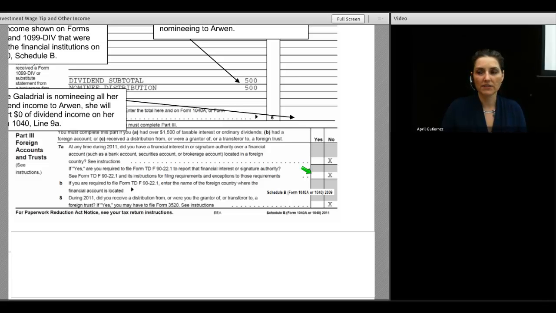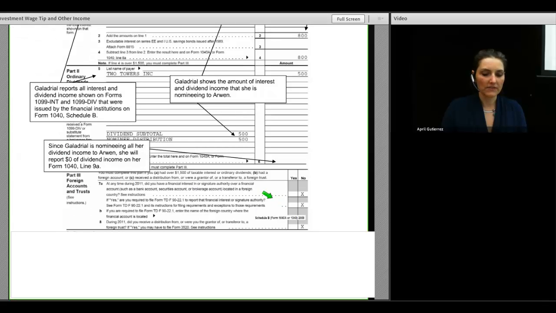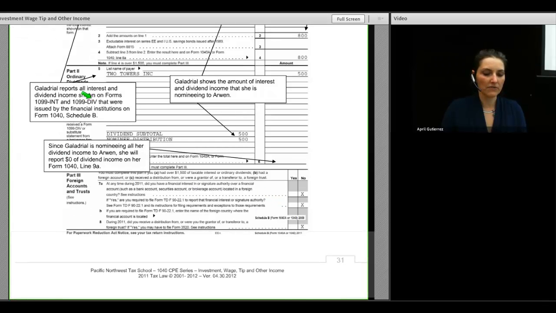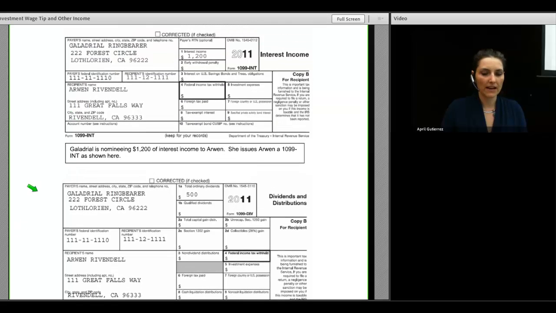Box B, are you required to file TDF 9022.1? Yes or no? What is that form? Who knows? This is something that the IRS is hot and heavy all over. As a tax preparer, you should know what the form is and when it's required. So I'm going to tell you about that next. Wait for the exciting details. And then, during 2011, did you receive a distribution from, or were you the grantor of, or transfer to a foreign trust? Yes or no? Answer yes or no. So we have to answer those questions for Galadriel, and then we move on to what happens next.